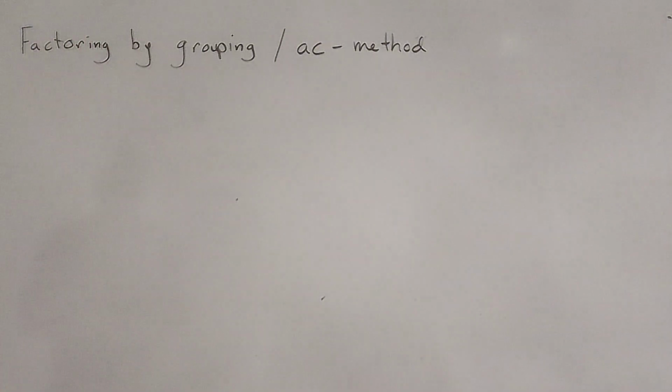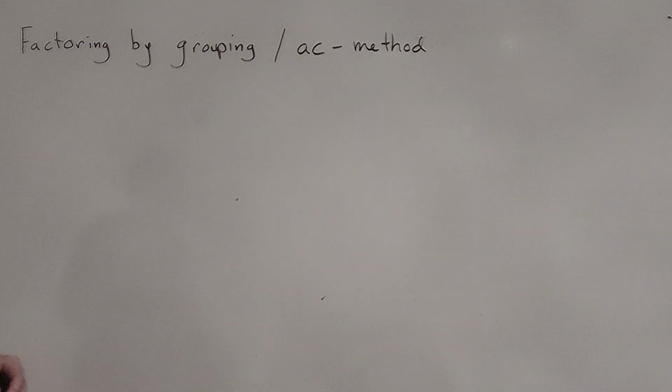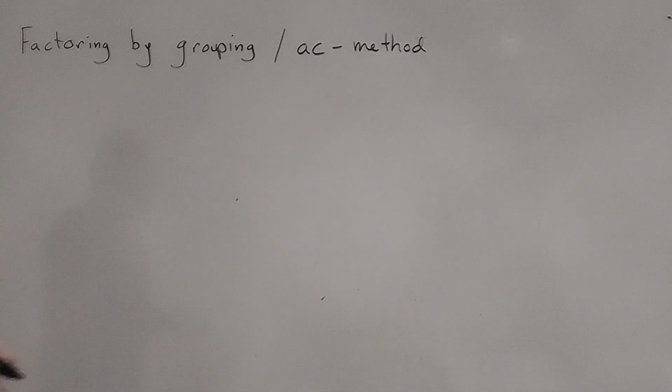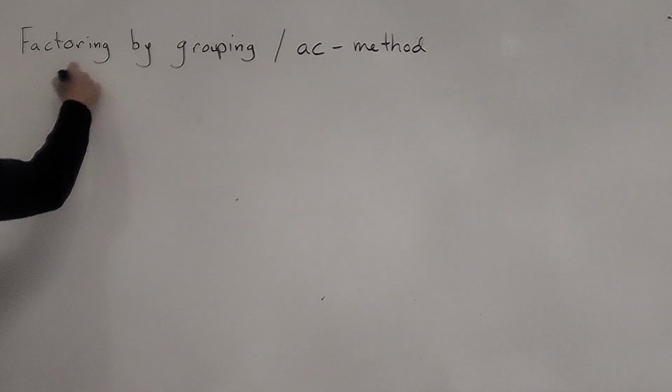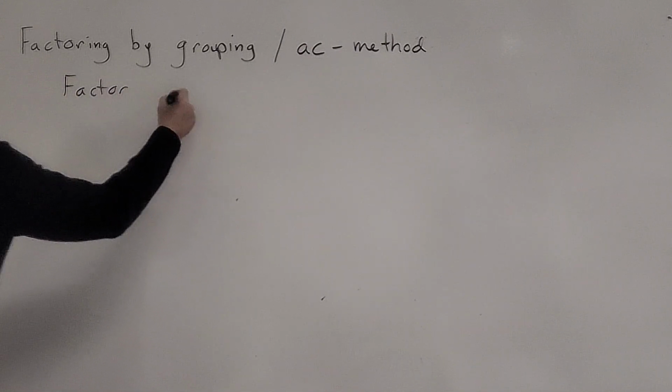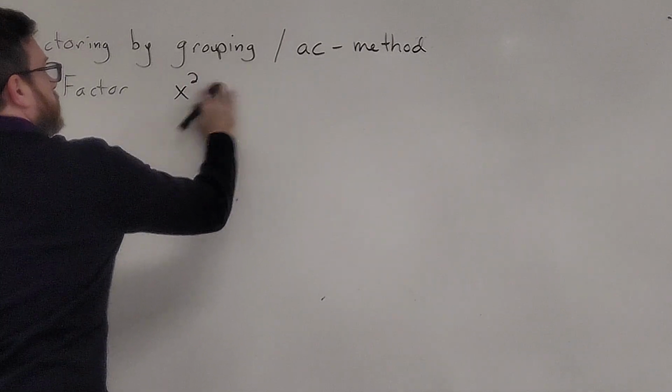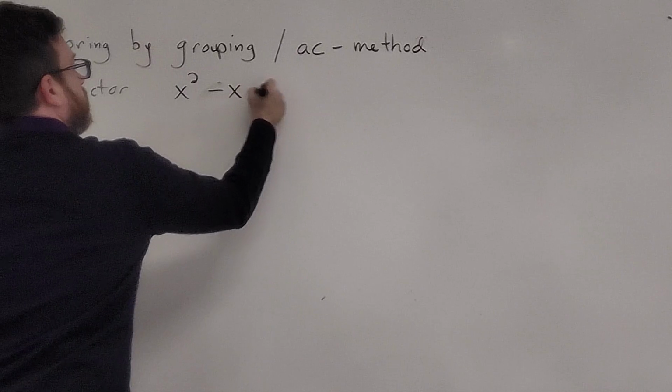So we're going to factor by grouping, which is also called the AC method. We'll start out with a basic trinomial, just x squared plus bx plus c. So factor x squared minus x minus 6.